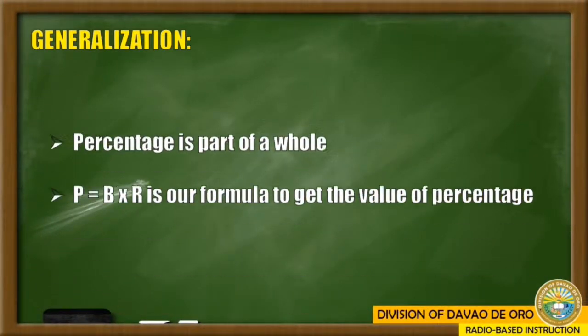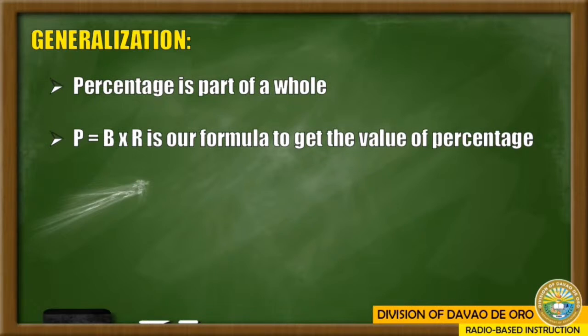Generalization. Percentage is a part of a whole. Then P is equal to B times R, or percentage is equal to base times rate, is our formula to get the value of percentage. Understood? Good job.